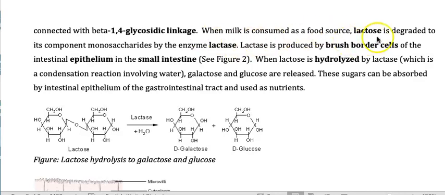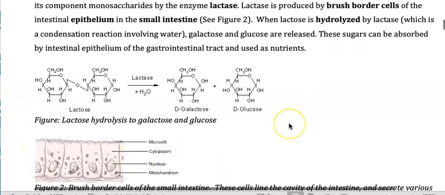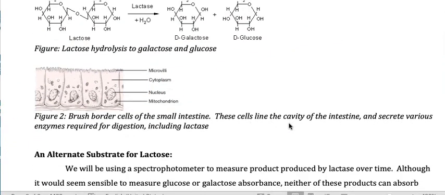When milk is consumed, the lactose sugar gets broken down by the lactase enzyme into its two simple sugars, galactose and glucose. And that's what we're looking at down here in this drawing, essentially a description of this reaction. The other figure you have in your handout is of the brush border cells of the small intestine. Remember, these are the cells that line the intestine, and these are the cells that would be secreting this enzyme and then absorbing the products of the reaction, the glucose and the galactose.